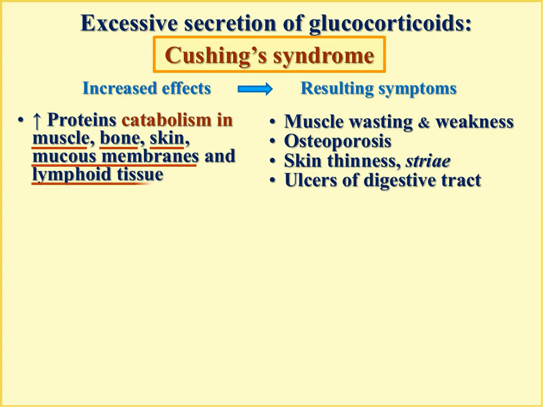Then lymphoid tissue: protein catabolism causes suppression of immunity. While normal cortisol level just keeps lymphoid tissue normal and maintains a normal amount of lymphocytes, in excess it produces serious suppression of immunity.